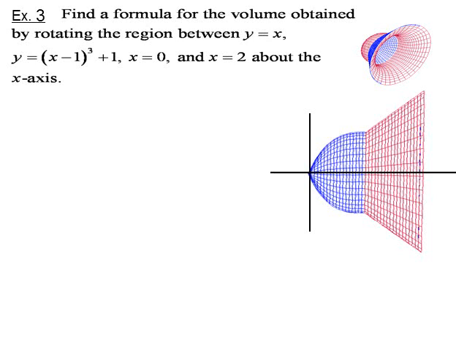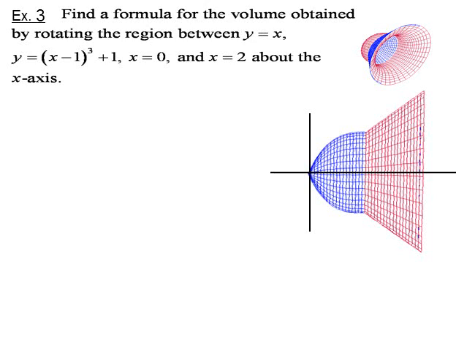The example numbers in this series of videos will pick up where our class examples left off. In example 3, we need to find the volume of the solid obtained by rotating the region enclosed by the line y equals x and the curve y equals (x minus 1) cubed plus 1 from x equals 0 to x equals 2 about the x-axis. Two different views of this solid are shown at right.